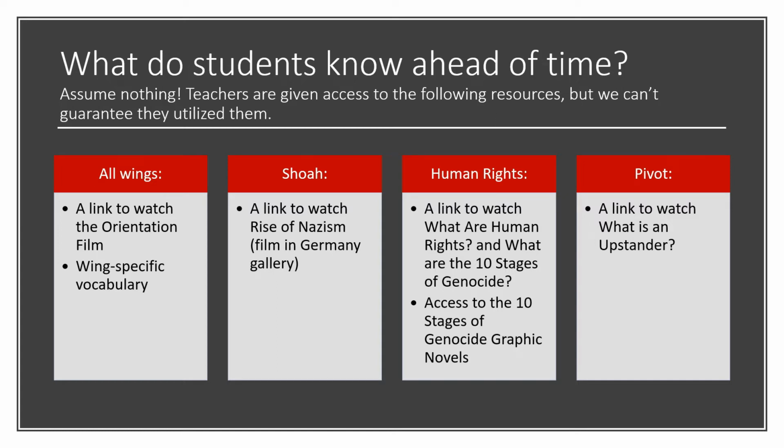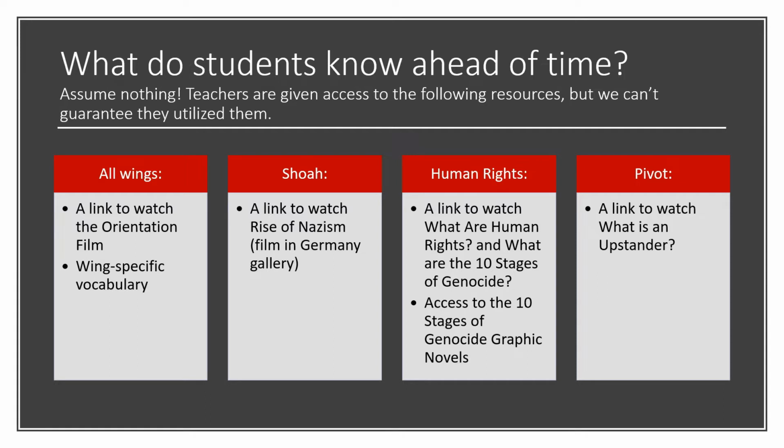They also have access to wing-specific vocabulary. So for the full tour, they'd be given access to all 3 wing vocabulary, but if they're booking just a Holocaust Shoah wing tour, they'll be given the Holocaust Shoah vocabulary. And this includes both a worksheet and a Prezi presentation similar to a PowerPoint, which allows teachers to present this vocabulary in class prior to their arrival at the museum.